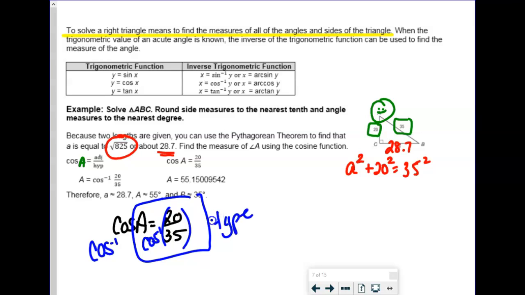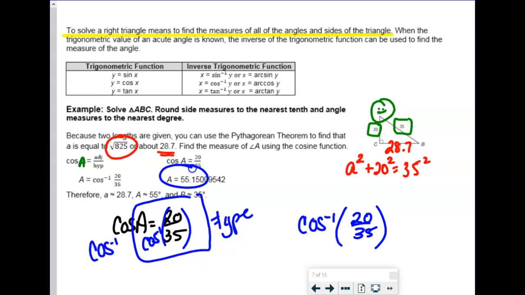So everybody practice this with me. First, check your mode. What mode do you have to be in? Degree mode. And then you're going to type the inverse cosine of the ratio 20 over 35. And y'all should get approximately that answer, 55.2-ish.